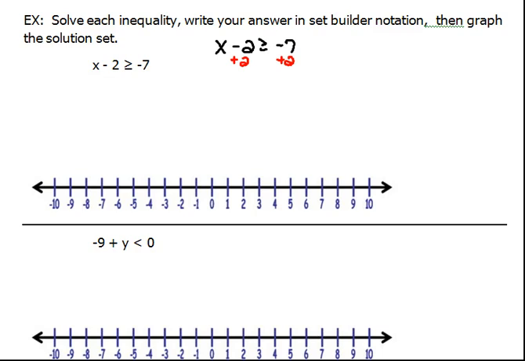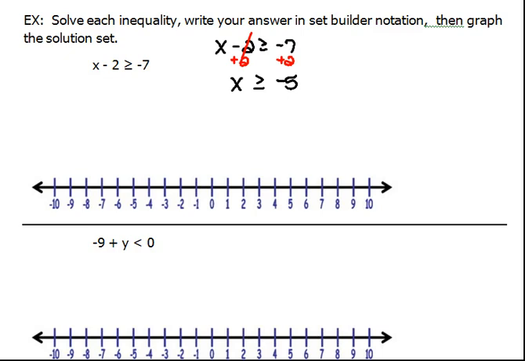The only additional rule we have for inequalities is if you multiply or divide by a negative, you must flip the inequality symbol over. So when we add 2 to both sides, we now have x on the left-hand side, and negative 7 plus 2 is negative 5 on the right-hand side. We did not multiply or divide by a negative, so our symbol stays the same.